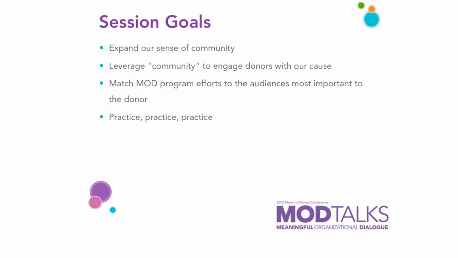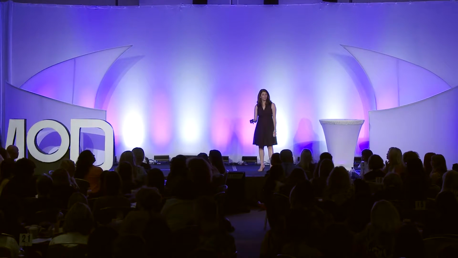We want to match our efforts to the community, to the constituent, to the person, putting them in the center of our conversation. It's not about us, it's about them. And then we're going to do some practicing. So C is for community. This looks really familiar, right?